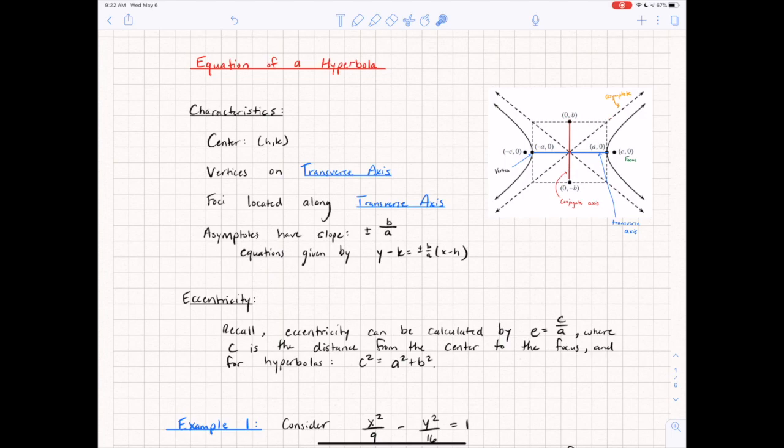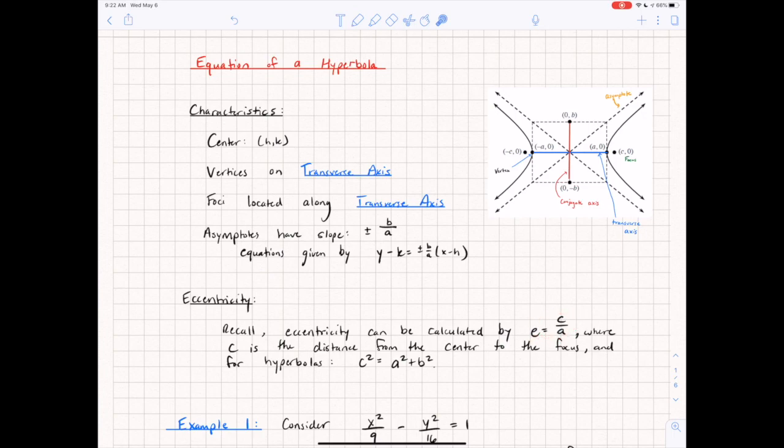So this is a property of hyperbolas. This is how the asymptotes are actually created: by drawing a box that has a length of double a and a height of double b. And so again, walking from the center, we get b over a, and that'll give me that main diagonal there.